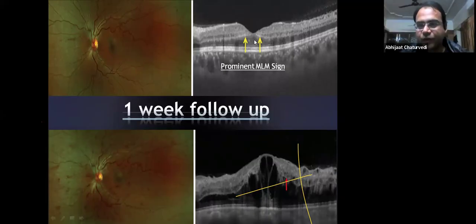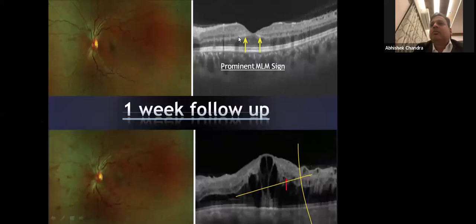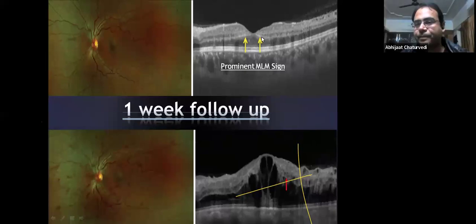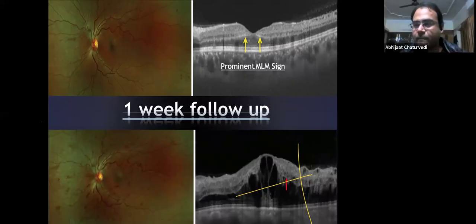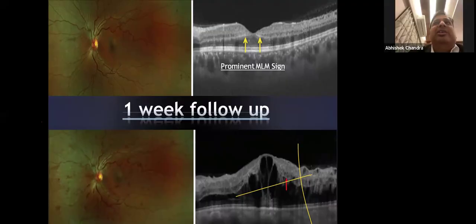So now when you see this OCT, there is one very prominent white line in that area. Yes, this is the prominent middle limiting membrane sign. If you see such a sign in cases of non-ischemic CRVO, be warned that this case is going to turn into an ischemic one. So basically, it is a prognostic marker. Normally we don't see this line. No, normally it's not there.